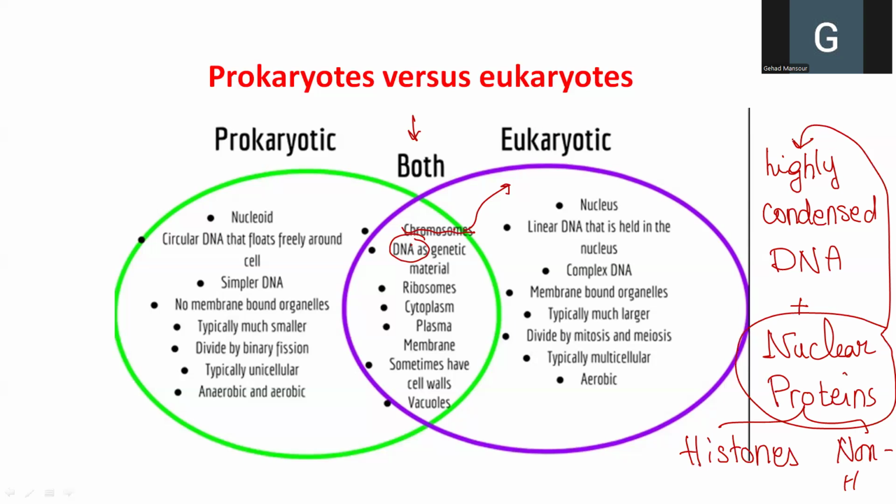But we can also say that a common thing is the presence of DNA as the genetic material. Also, we have the presence of ribosomes, cytoplasm, and of course, the plasma membrane. All living cells have ribosomes, cytoplasm, and a plasma membrane, and sometimes a cell wall is a common structure, because prokaryotes are bacteria, and bacteria have their cell walls, and eukaryotic cells have cell walls when they are plant cells.